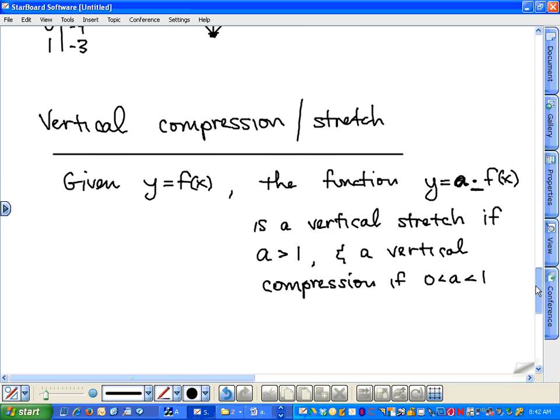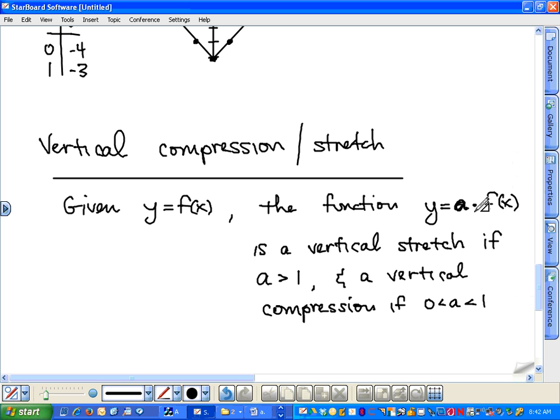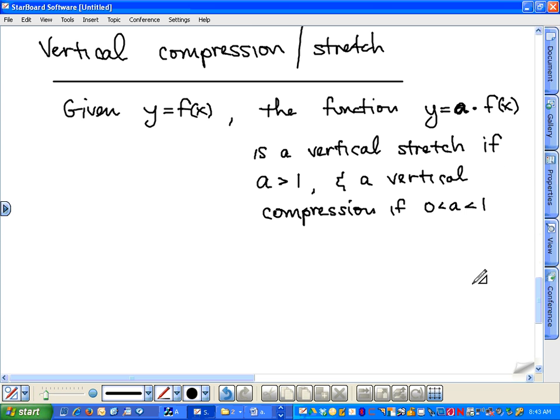That's a big distinction. Okay? If there's a number outside the function that's multiplying, that's a vertical stretch or compression. If it's adding to the function, it actually moves the function up or down, but it doesn't affect the shape. These compressions and stretches affect the shape of the graph, not the location of the vertex. So for example, let's consider example 3.